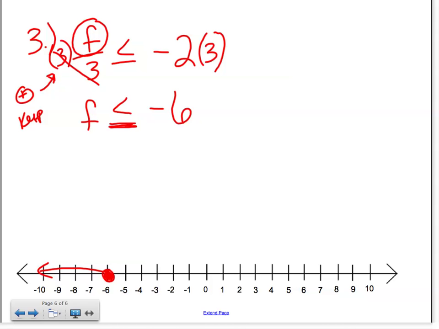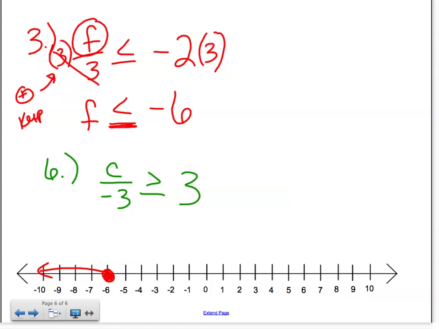All right, let's find one that you flip the sign on. This is the last one, I promise, okay? We'll do it in a different color. We'll go with our Christmas theme. Okay, let's look at number 6. C over -3 is greater than or equal to 3.